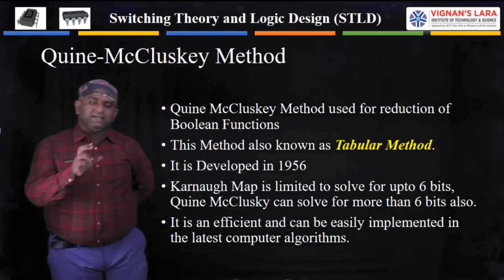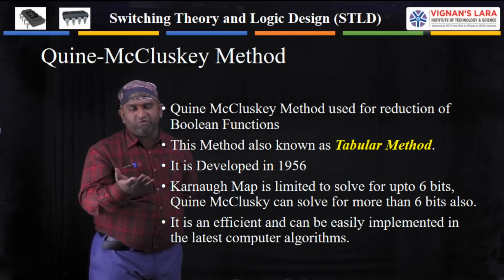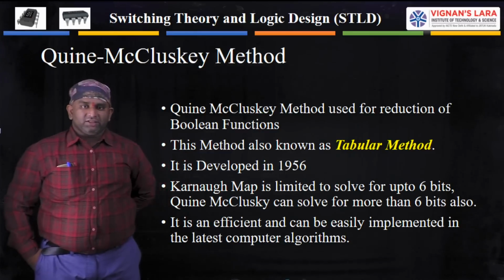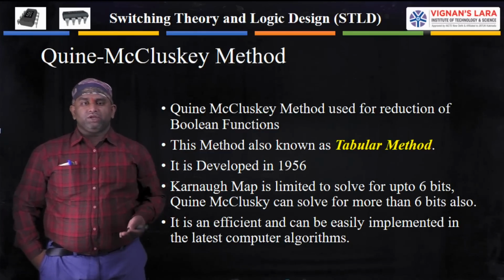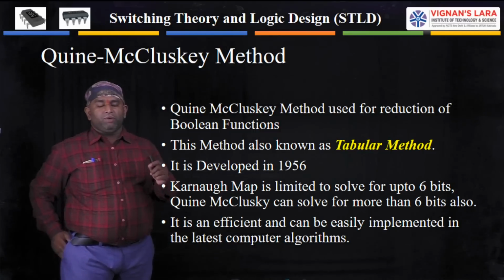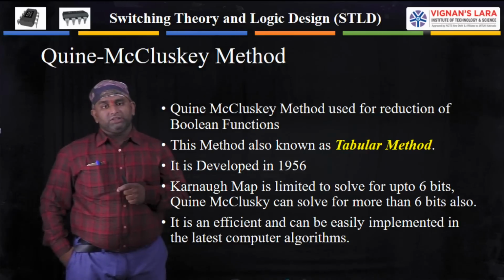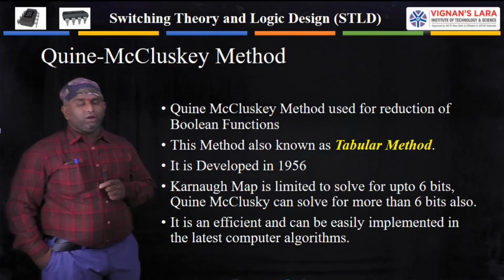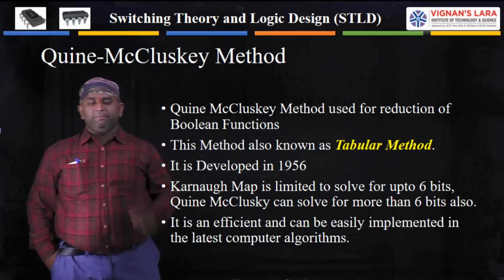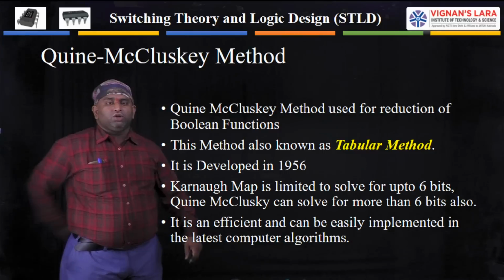The Quine McCluskey method can solve more than 6 bits. If you give 7 bits of input, it is ready to solve. If you give 8 bits of input, it is ready to solve. Like that, we can solve any number of bits. It is very efficient compared to other algorithms we use in computer architectures, and it can be easily implemented in the latest computer programs or algorithms. So this is about the Quine McCluskey method.